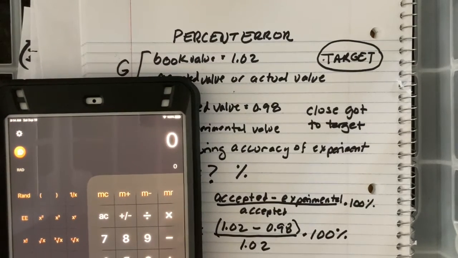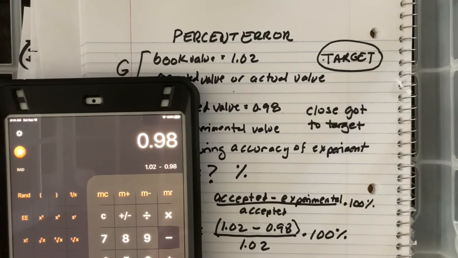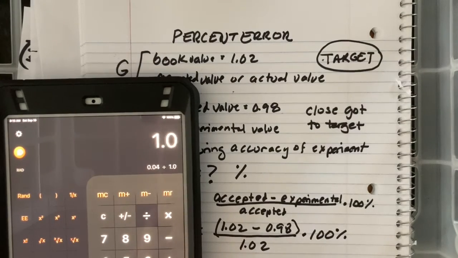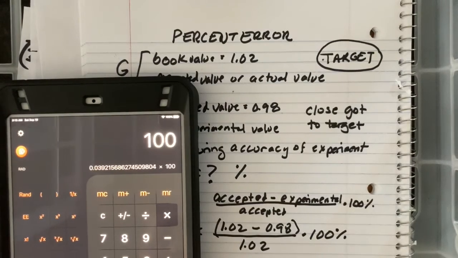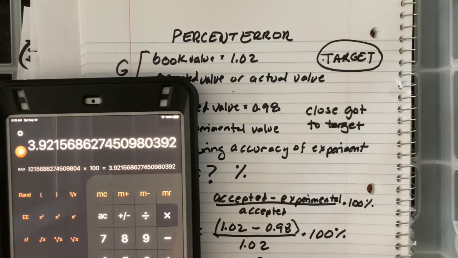All right, so 1.02 minus 0.98. Since I didn't use parentheses here, I can't hit the divide yet. I have to hit the equals first. 0.04 divided by 1.02 equals 0.039 and so forth. Now I haven't multiplied times 100%. Another thing that people get stuck on is you're not going to use the percent button. That is to convert a percent to a decimal. We want to go the other direction. So we're just going to multiply times 100. So our answer is 3.921569 and so forth percent.